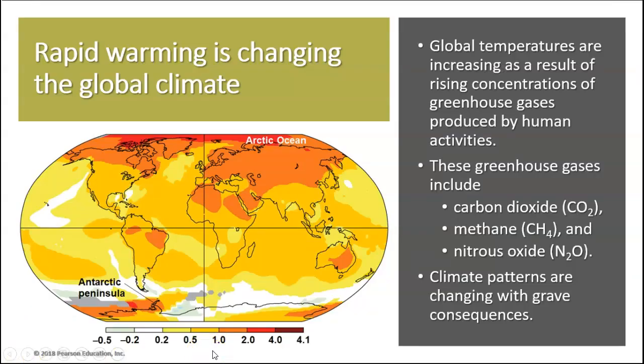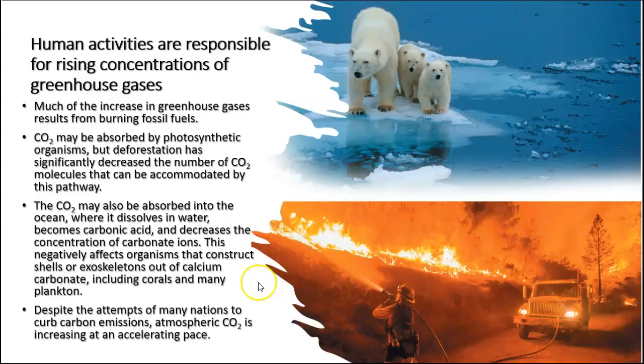Another thing that affects our world, of course, is rapid warming, and that's changing our global climate. We have rising concentrations of greenhouse gases like carbon dioxide that are produced largely by human activities. Carbon dioxide, methane, nitrous oxide, and those are changing climate patterns, and there are various consequences. We've seen a lot of extreme weather, both cold and hot, over the past few years, and a lot of that is due to human activity. A lot of the increase in the greenhouse gases comes from burning fossil fuels like oil and coal.